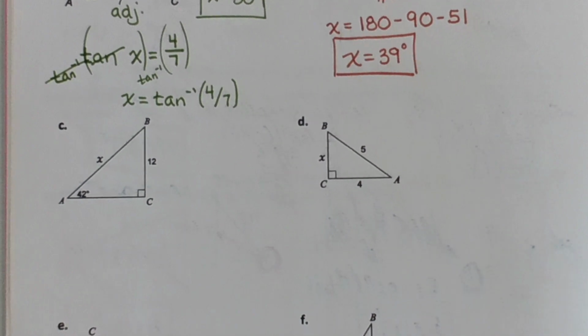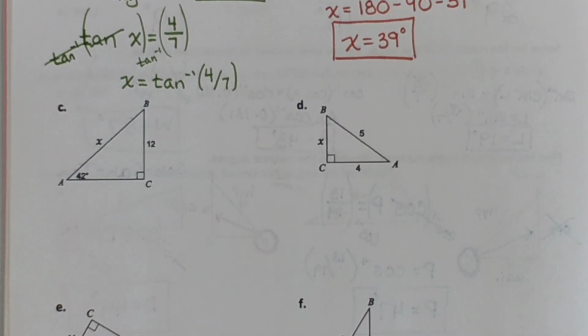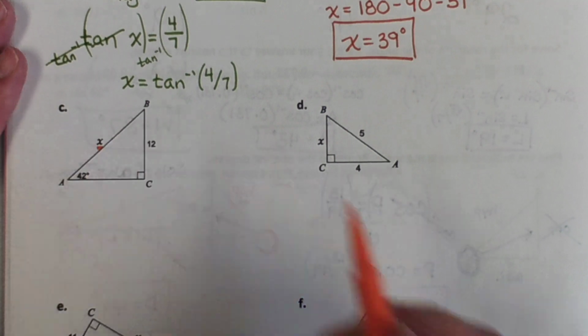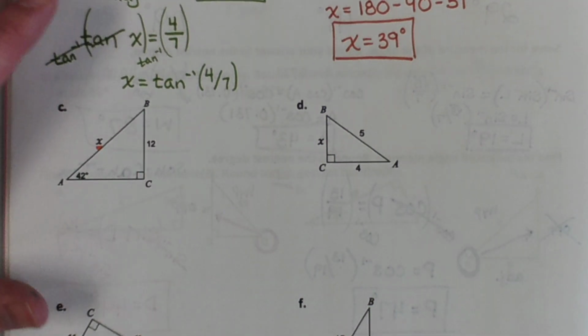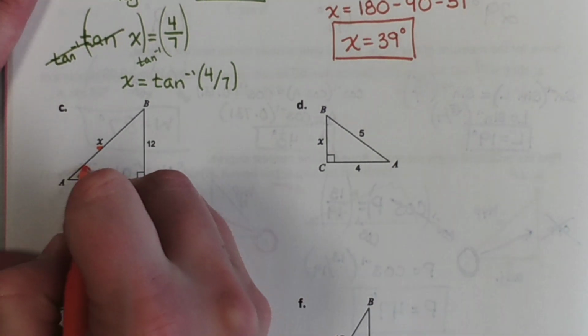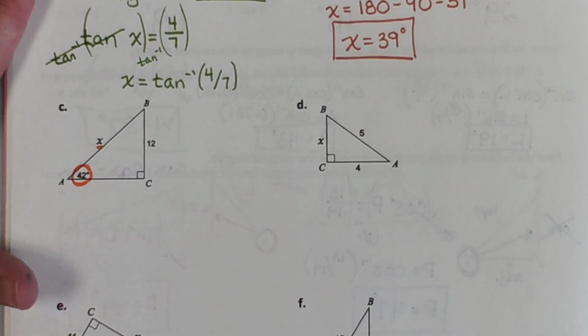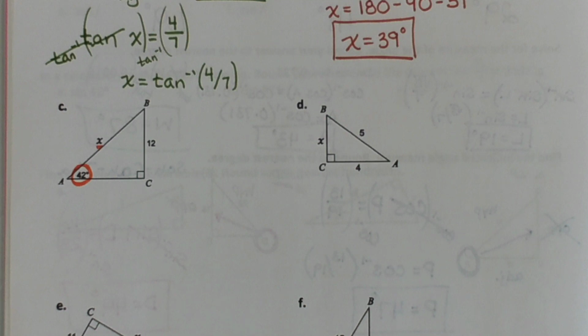Problem C. Do you notice this time you're solving for a side length? Which means inverse trig is not going to be involved, but that doesn't mean regular trig won't be. What is your angle of focus? Angle of focus is always the acute angle you either know or want to know. If you're not trying to solve for an acute angle, it's the one you know.